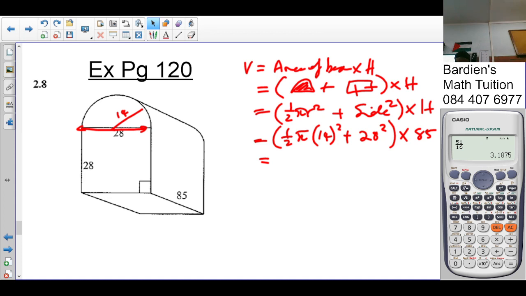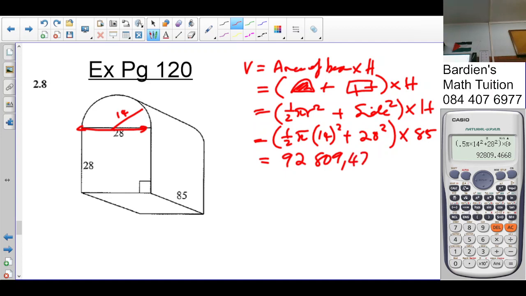Let's do that quickly. So it's going to be open brackets, half pi times 14 squared plus 28 squared, times 85. What did you guys get? 92,809. Good. 92,809 comma 47 units cubed. Because they didn't specify an SI unit, so SI units cubed.